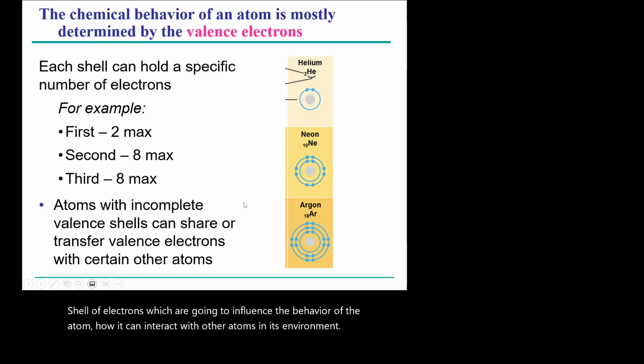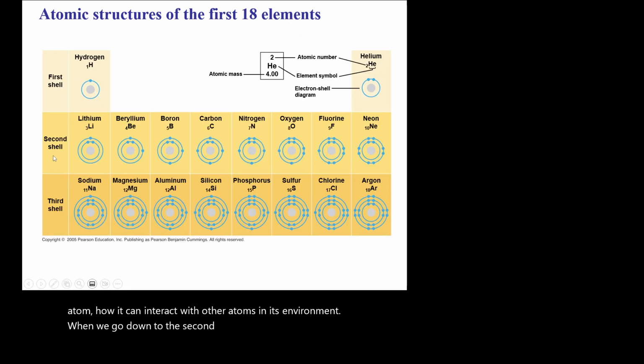When we go down to the second row, we can see that all of those elements have 2 electron shells. Only one of them is the valence. I apologize for misspeaking there. The valence would be the outermost shell. So lithium, for example, with an atomic number of 3, has 3 electrons. 2 can fit in the first shell, and that leaves 1 for the outer shell. So lithium has 1 valence electron, we would say.